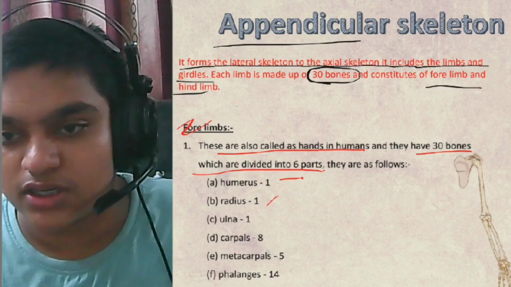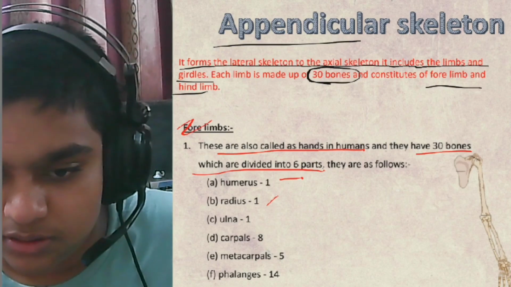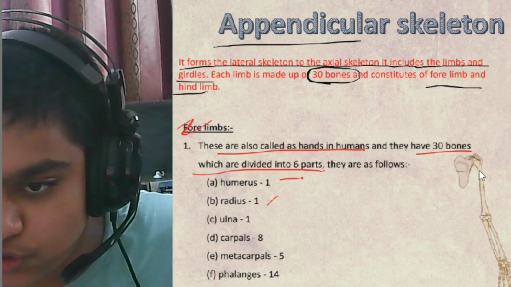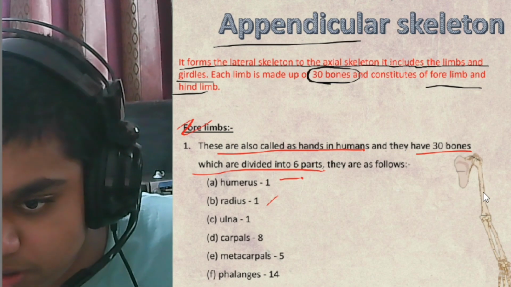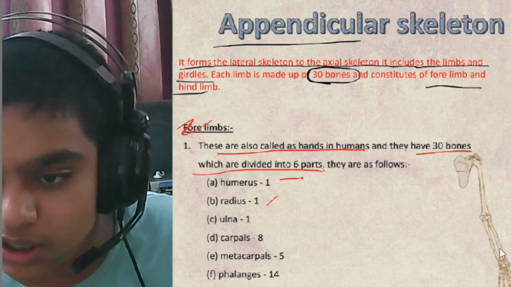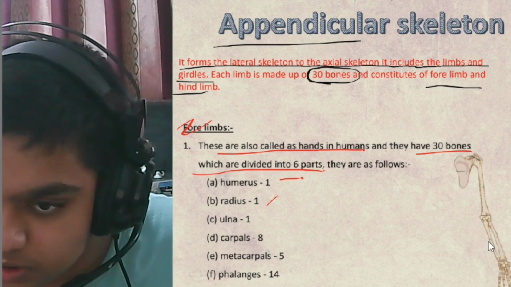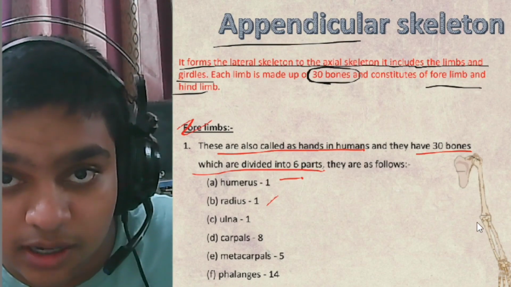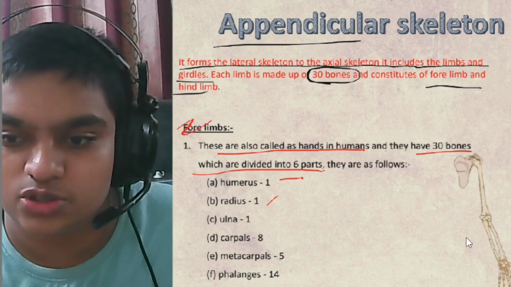You can see here, see this. This is your humerus, this part is your radius, and this part is your ulna. Here there are two bones, here there is only one bone. Hope you are getting it. This is your elbow joint, this is your shoulder joint.